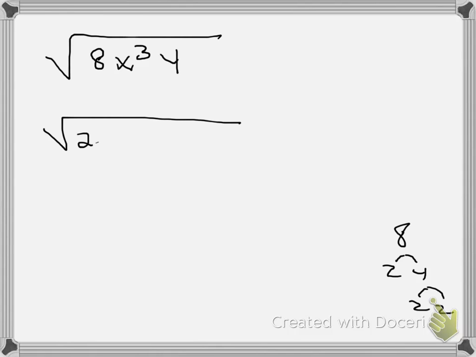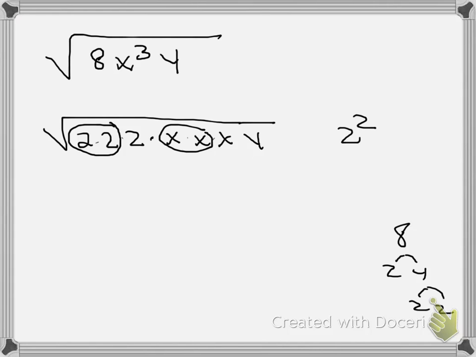So we have 2 times 2 times 2, and x cubed, remember when you multiply powers of the same base, you add the exponents, so x times x times x, and then we've got a y. Well, again, you're going to circle pairs. Because remember, 2 times 2 means 2 squared. x times x means x squared. So the square rooting of something squared, the base number, comes out.